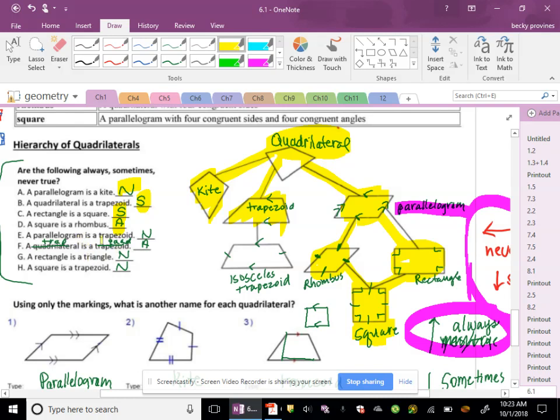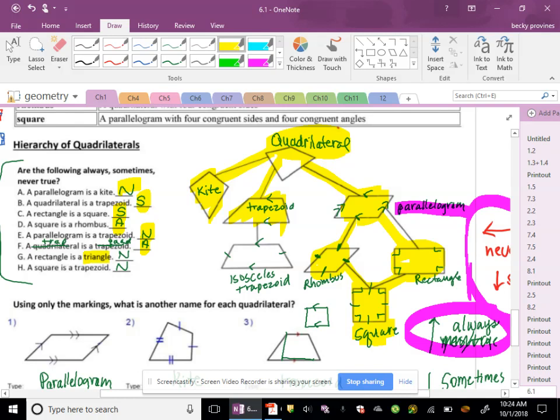Is a parallelogram a trapezoid? Notice they're in different parts of the tree, so it is a never. I accidentally had the same question on here twice, so I just flipped it. Is a trapezoid a quadrilateral? And that is always, because it's going up the tree.